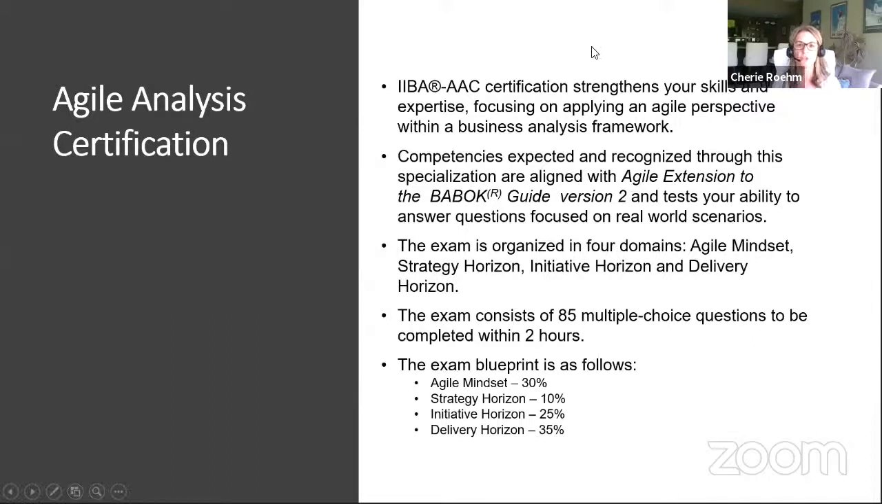Then you get into the initiative horizon, which is based more upon releases, and then down into the delivery, which is really your sprint cycles, your day-to-day delivery. So you learn a lot through this Agile extension about different techniques, the level of analysis that should be occurring at those different horizons, as well as Agile techniques that can be applied at those horizons. So those are the 4 focus areas for the exam.